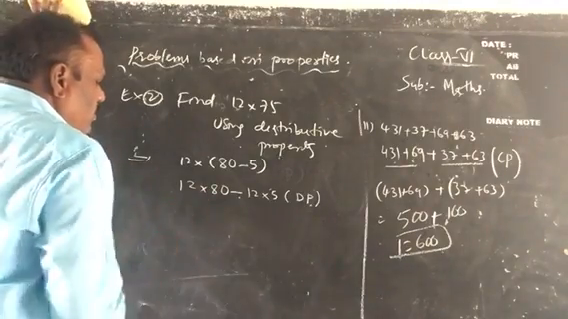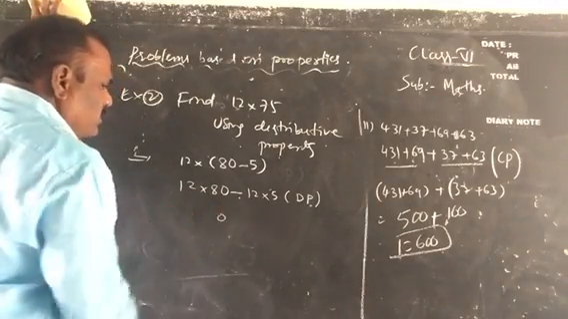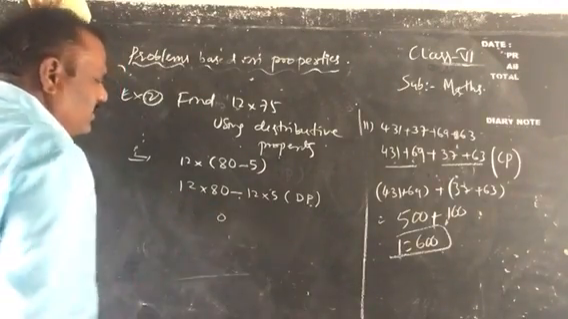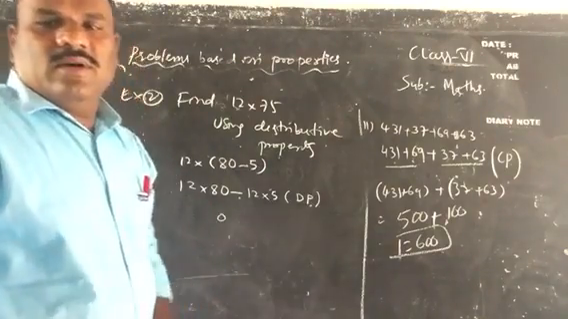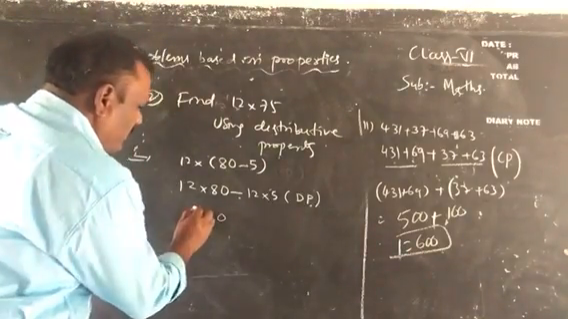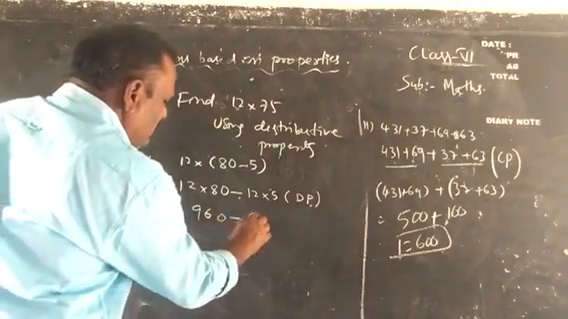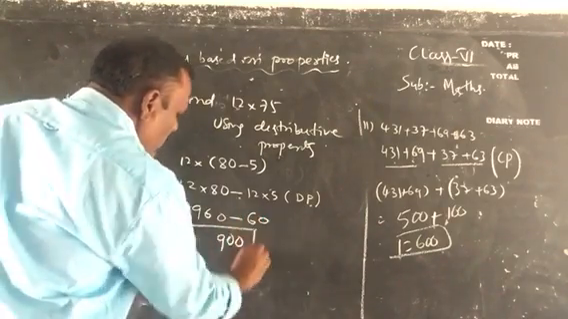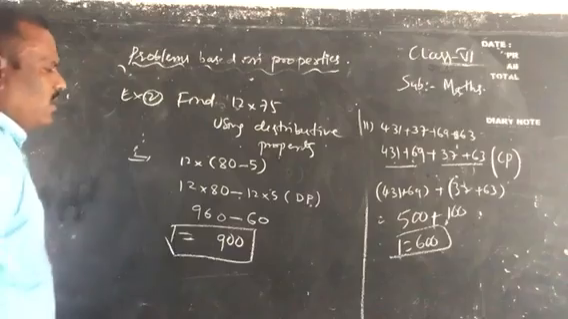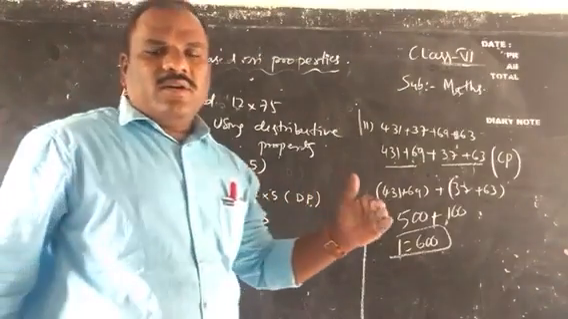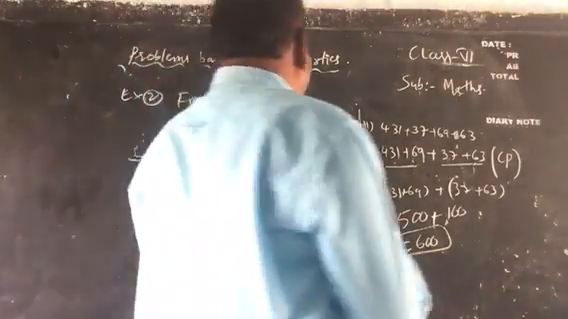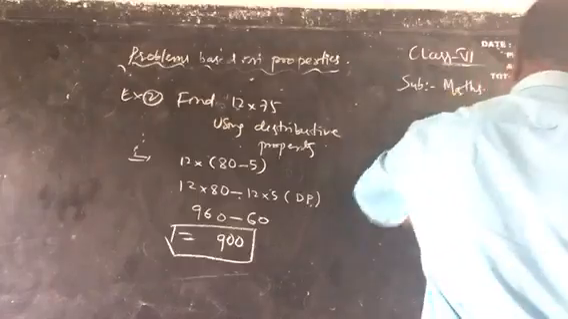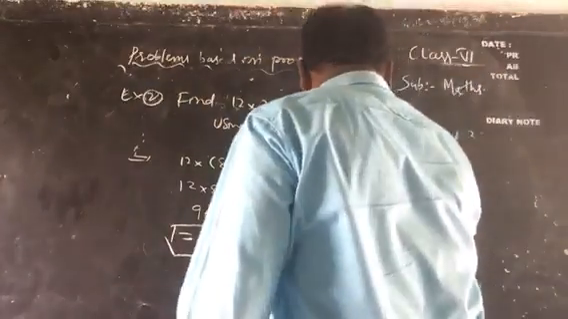So 12 into 80 is how much, children? 960. 12 into 5 is how much? 60. 960 minus 60 equals how much, children? 900. So this is the application of distributive property. Same problem we can do like this also.